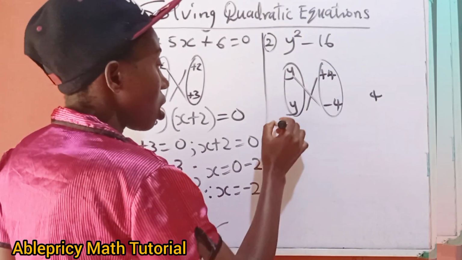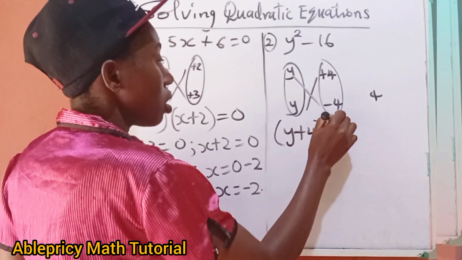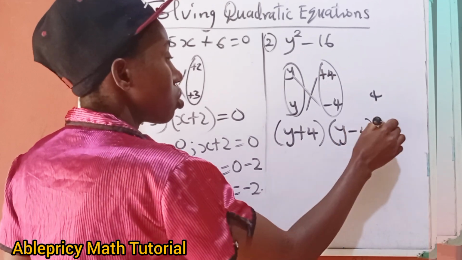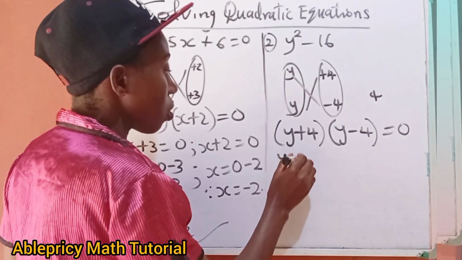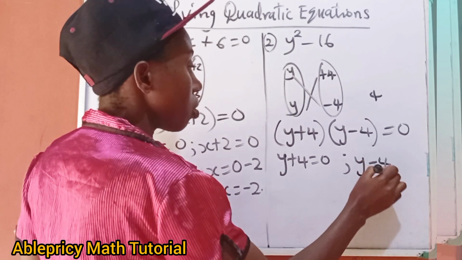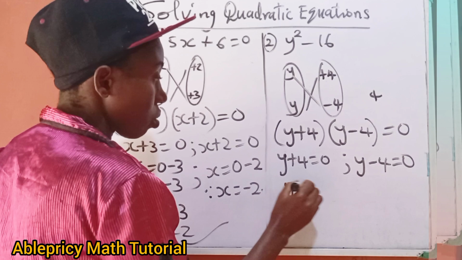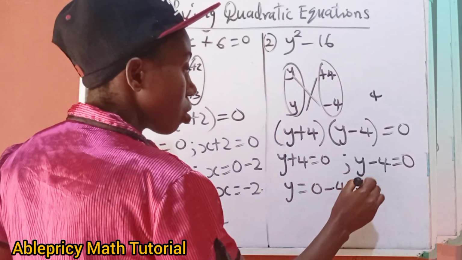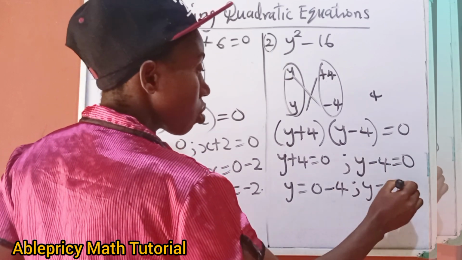Now we crossbreed, and in our brackets we have y plus 4 into y minus 4. Then we equate to 0 because we are solving completely. Here we have y plus 4 equals 0. Also, in the second term, we have y minus 4 equals 0. Now y equals 0, this is plus, coming to this side becomes minus. Also here, y equals 0, this is minus, crossing the sign of equality becomes plus.